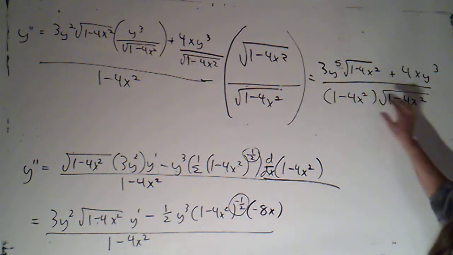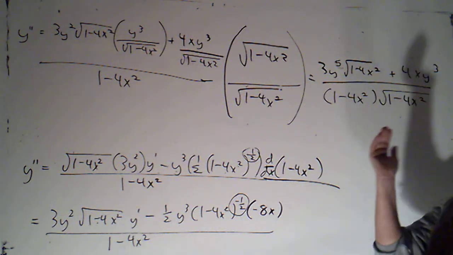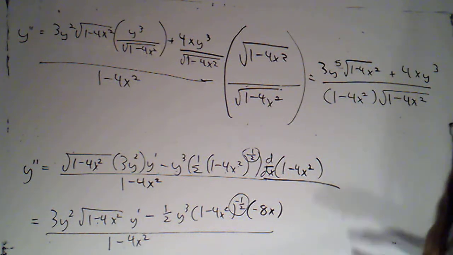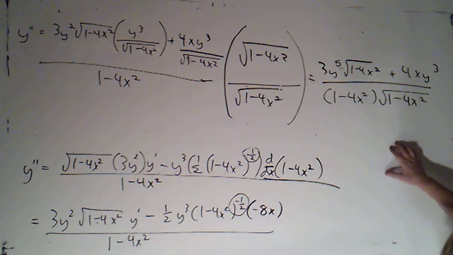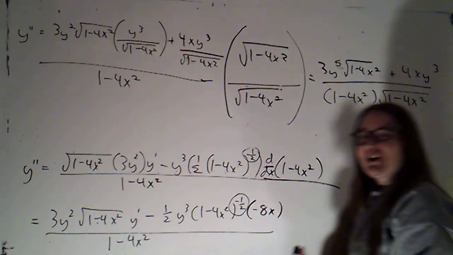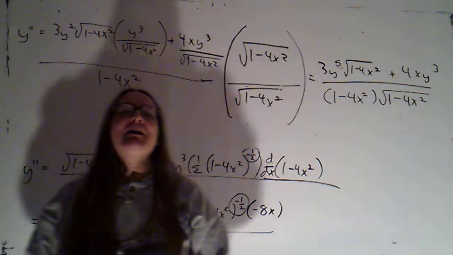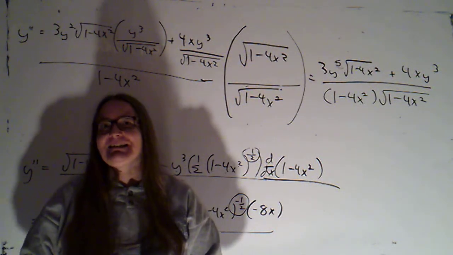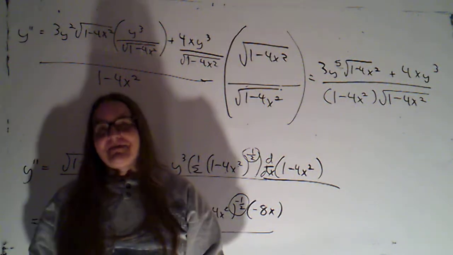If you preferred, you could have written that all as the quantity 1 minus 4x squared to the 3/2 power. It's up to you how you want to write it, but here we have got our second derivative in terms of x and y, and without having any complex fractions or any negative exponents inside of a fraction. And that was our goal.